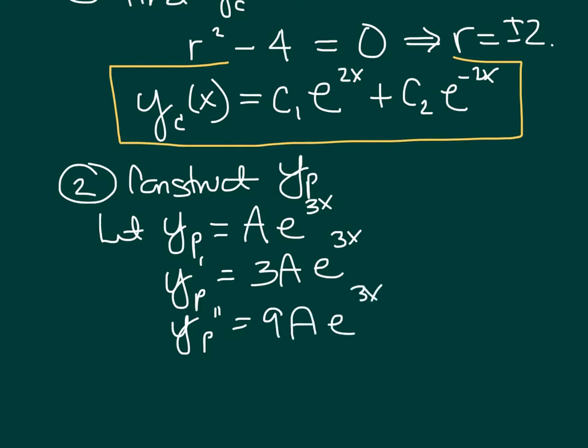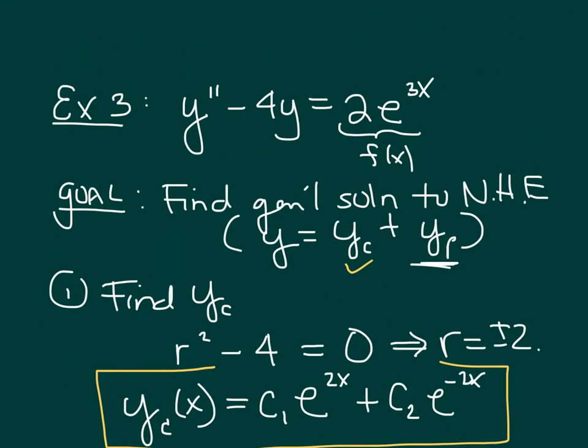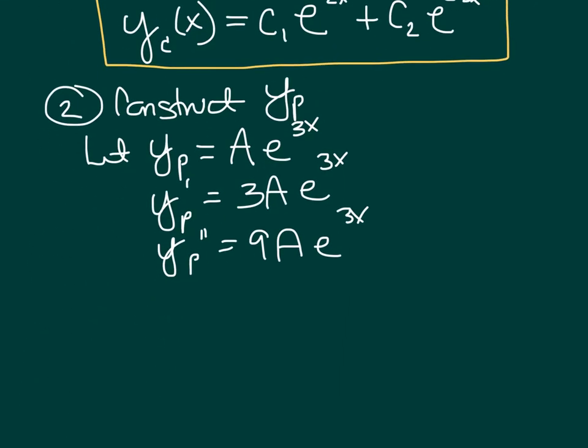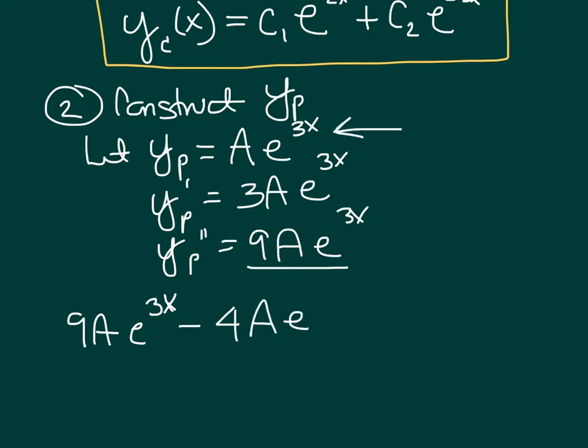Okay, so now let's substitute y sub p and its derivatives back into the original differential equation, the non-homogeneous one. So we have y double prime minus 4y. So y double prime, well, that's this guy, so 9a e to the 3x, minus 4 times y, and this guy is my y. So that's just a e to the 3x, and that was equal to 2e to the 3x.